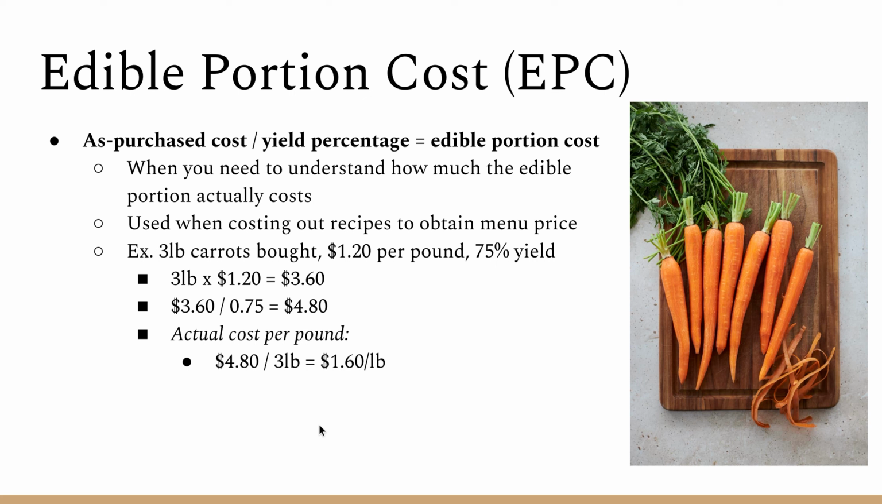$4.80. So accommodating for the waste that you experience, cutting off the greens, peeling the sides, calculating that into the price, you're actually paying $4.80. But because we were given price per pound, I just want to calculate a little further to show you the difference. So $4.80 divided by the 3 pounds that we bought, that gets us to $1.60 per pound.